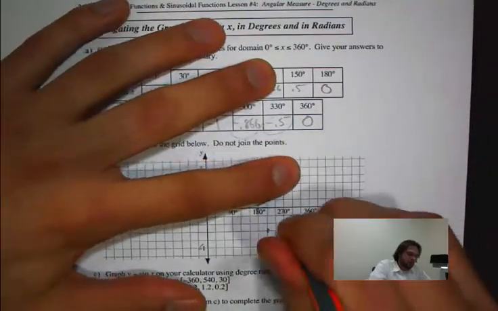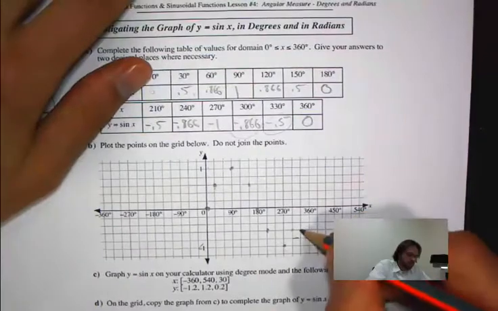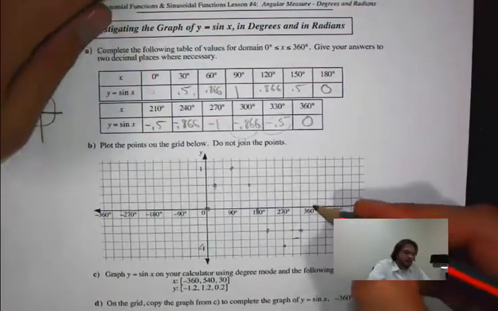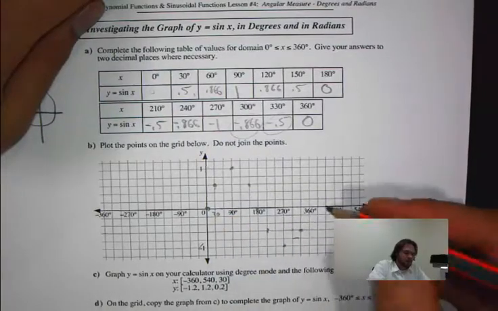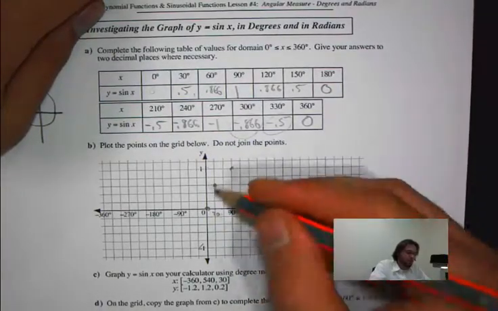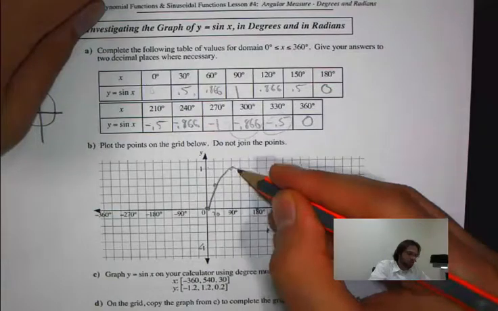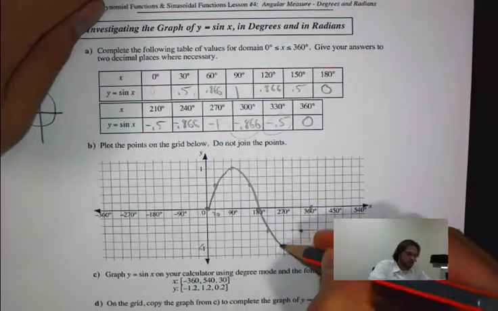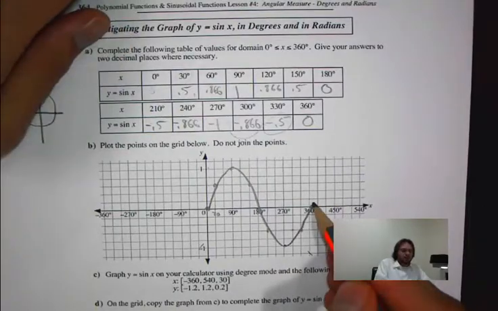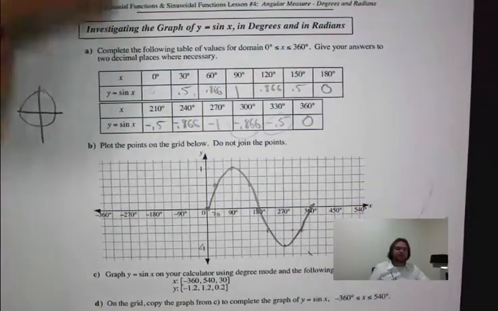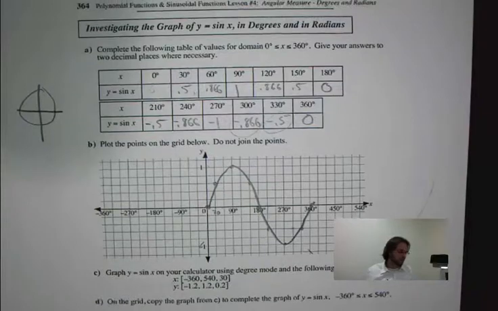Oopsie, I'm a bit off there, 330, negative 0.5 is going to be right there. And then we have, because each of these are counted by 30s, that's how I'm able to do this so fast, and 360, 0. So my graph is going to look something like this. And the pattern repeats, because then after this we start again. So our graph looks like that. It's a nice little wave.